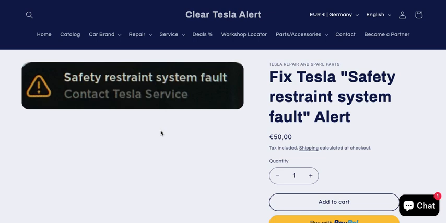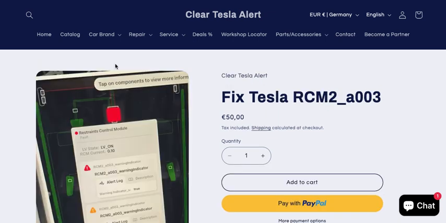So this is an alert, and there could be many of these. Recently we had one customer who got this alert. He had a front end accident, and after the accident he repaired everything, but the alert remained, and he was not able to find the exact cause of the alert.